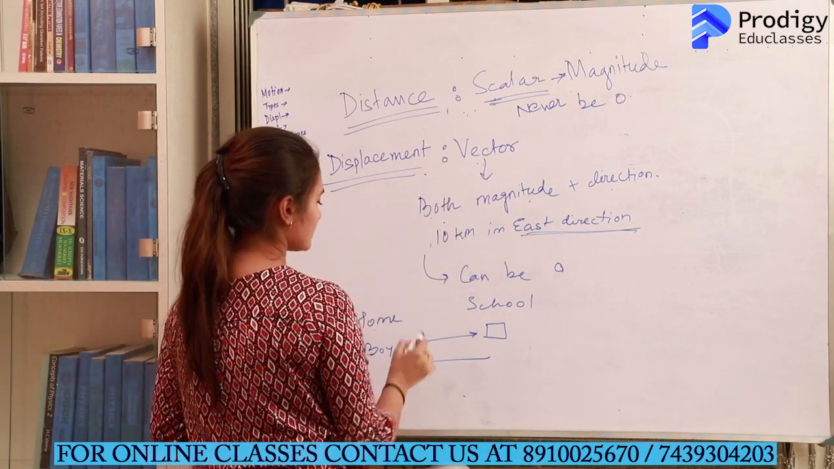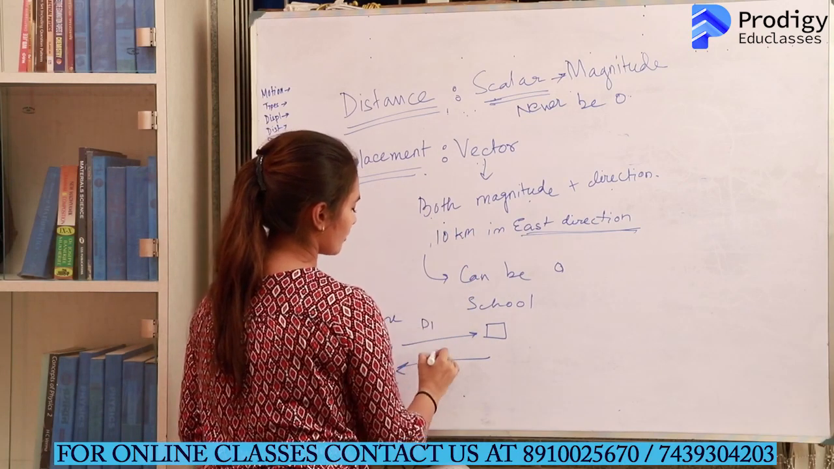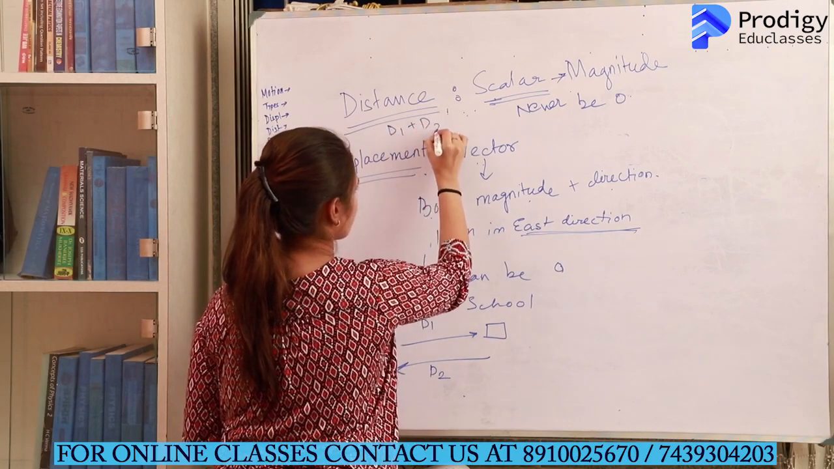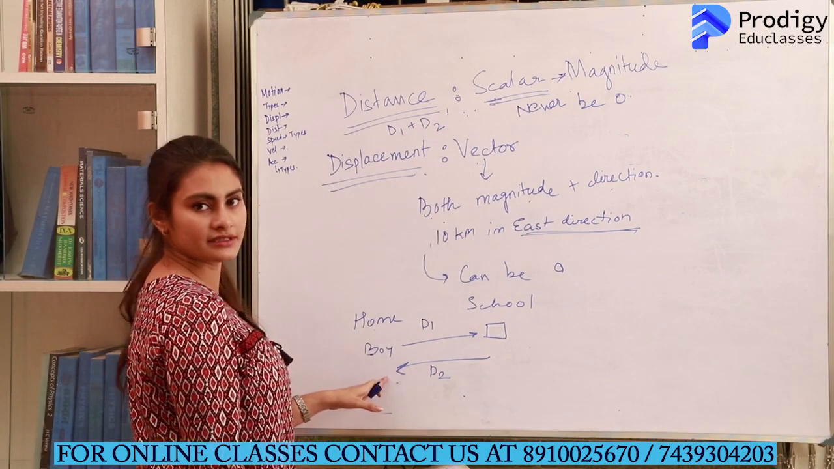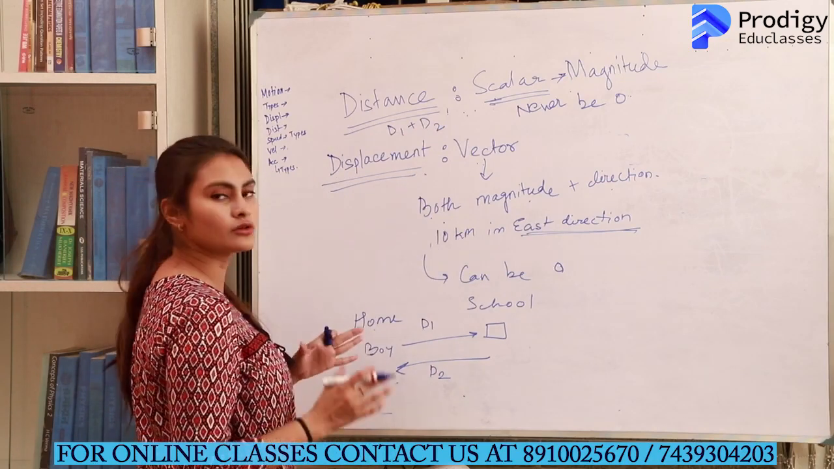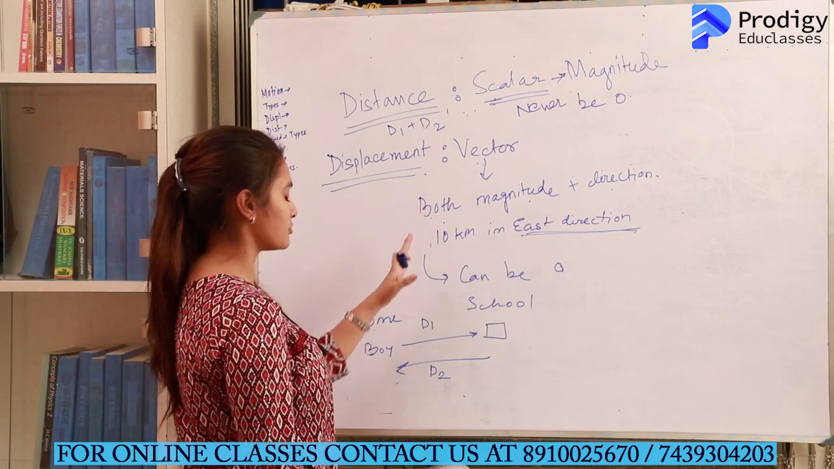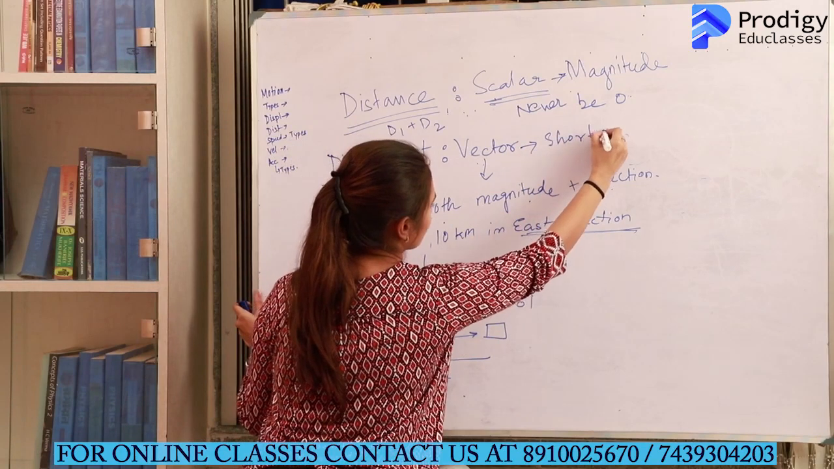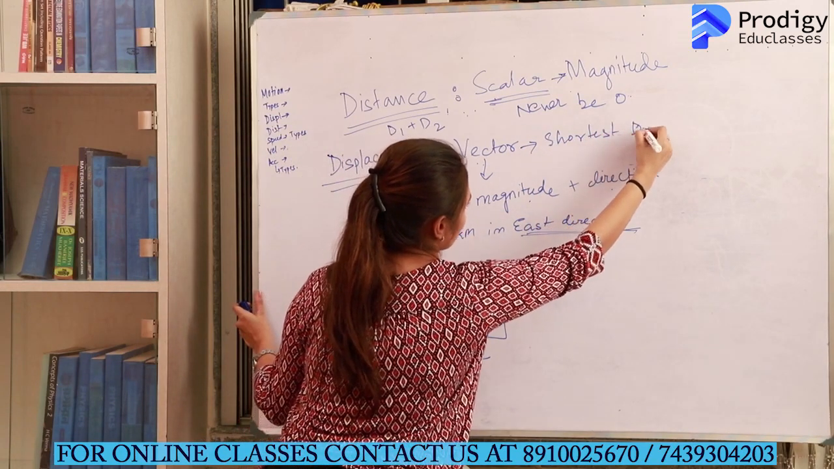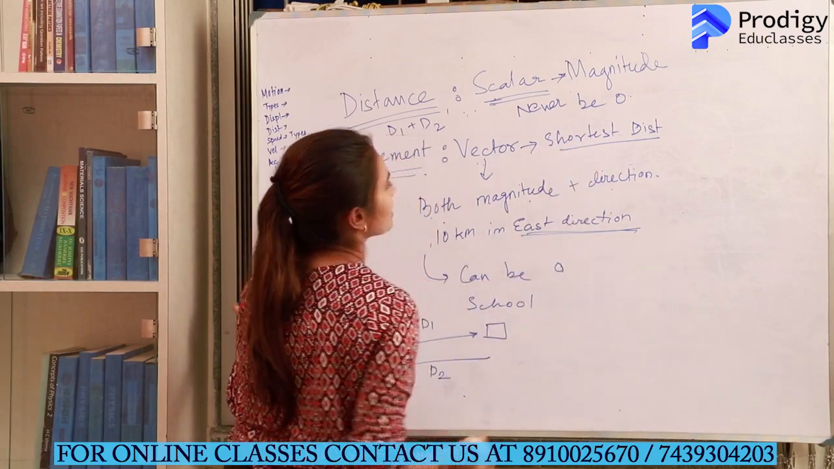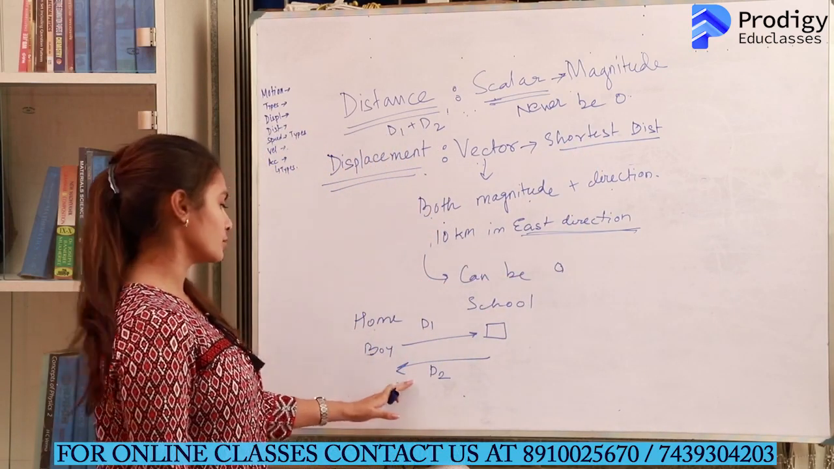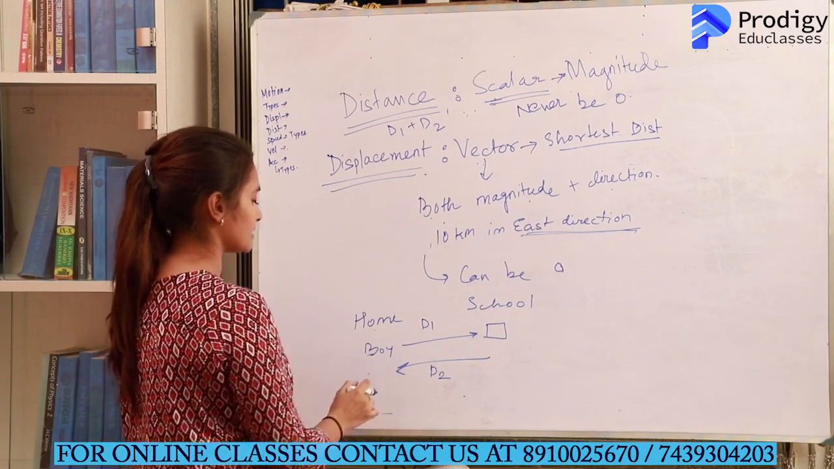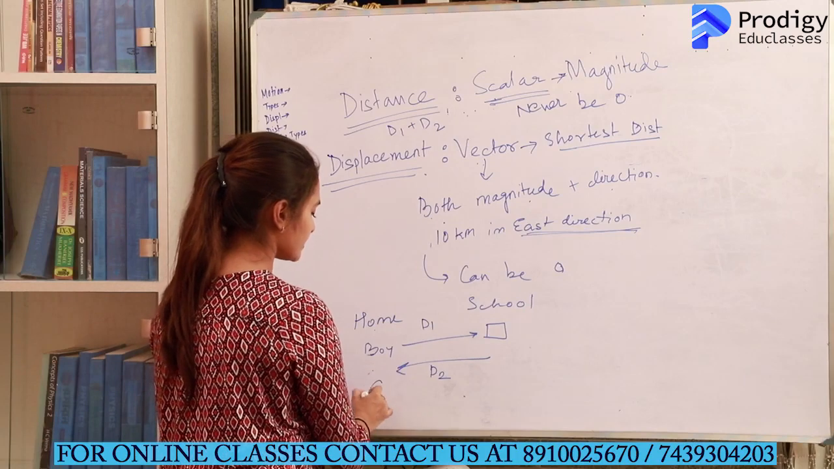In case of distance, the distance will be the addition of both the distances, that is, d1 plus d2. That is the total distance that a person or an object will cover in a course of time. But in case of displacement, displacement is the shortest distance. These are the key points that we need to remember along with the term: displacement is the shortest distance. If we try to figure out the displacement that the boy has covered, then in this case it will be 0.